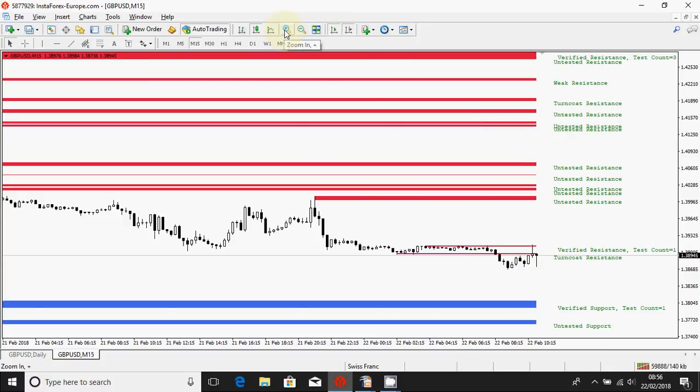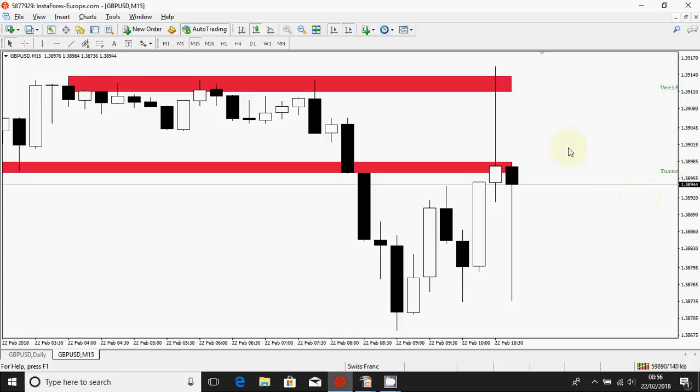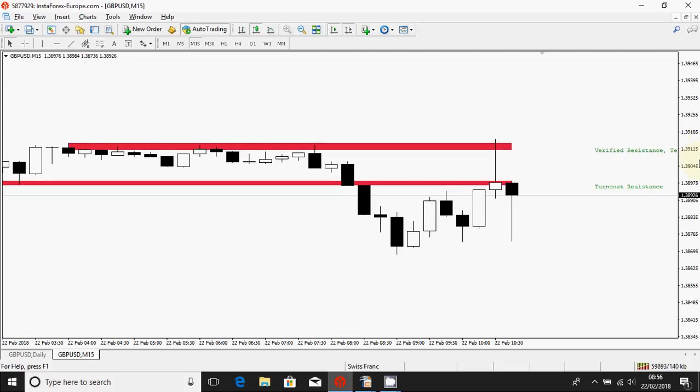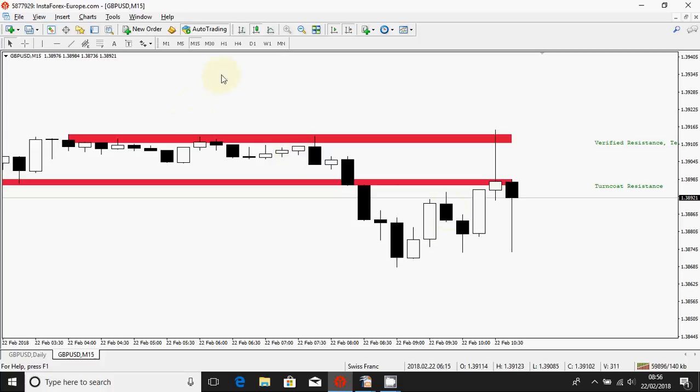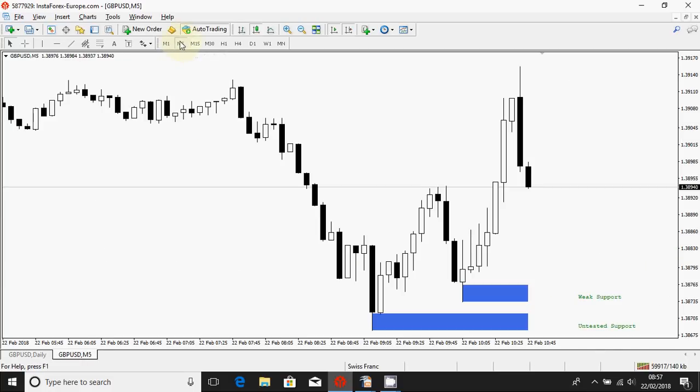On a 15-minute time frame, we have a mini support resistance area. This line has already turned from support to resistance. It used to be support here and it's now resistance. So this has become a strong line. That's why it's called tomcat resistance. So guys, this is it. This is how it works.